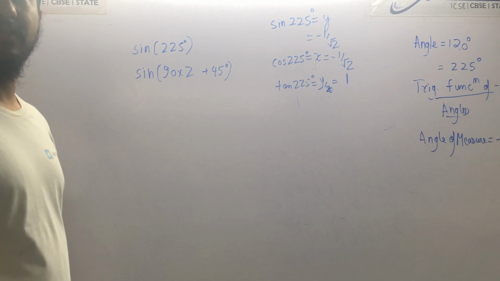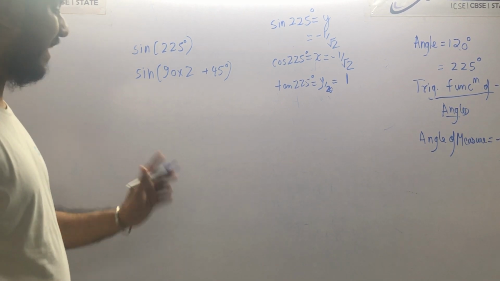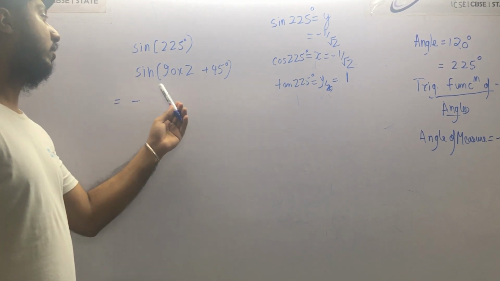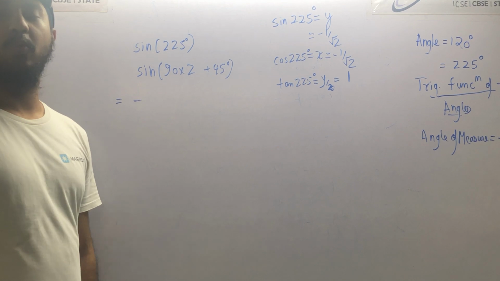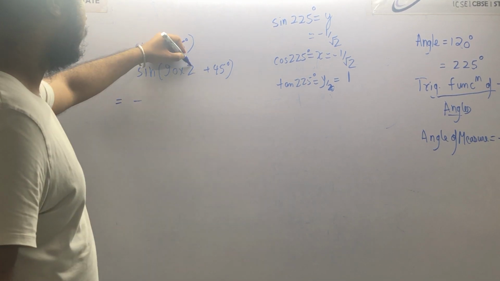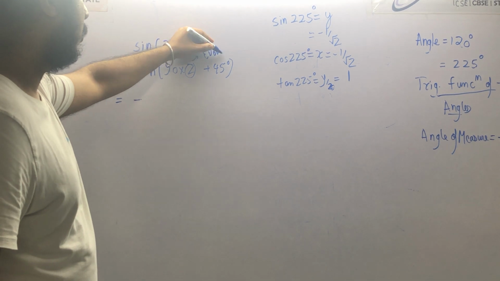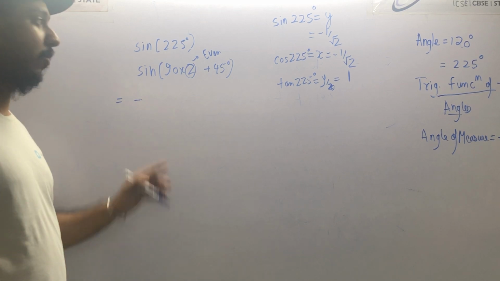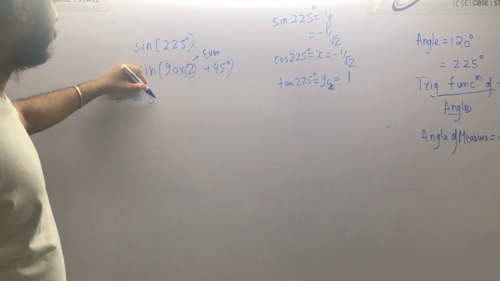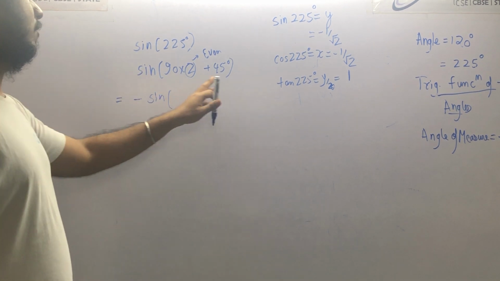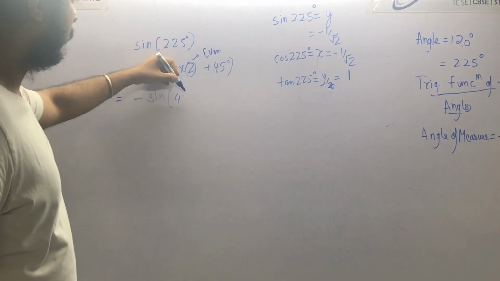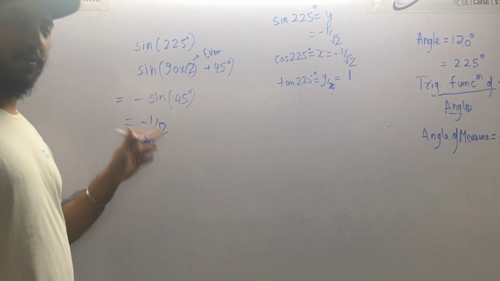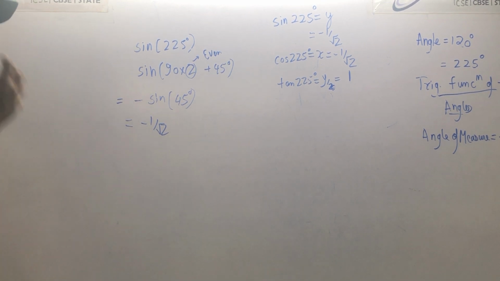What is the sign of sine in the third quadrant? It is always negative. Only tan is positive. I have already told you this before. So you will write the sign negative here. Now the multiple is 2. Is 2 even or odd? Even. Since 2 is even, sine will remain the same, because if it was odd then it would have turned to cos. So you will write minus sine again. The remaining thing is 45 degrees. Sine 45 is 1 by root 2, and minus into minus is minus 1 by root 2. See, the same answer is coming.